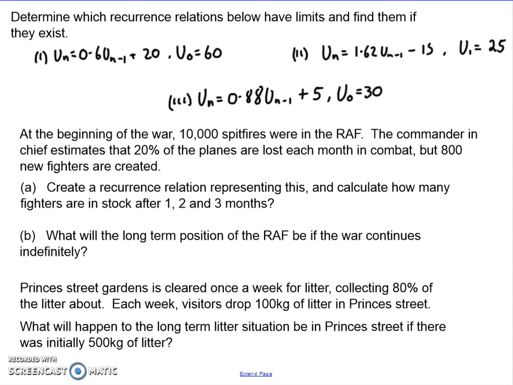Last one, Princes Street Gardens is cleared once a week for litter. 8% is collected. Each week visitors drop 100 kilos of litter. What will happen in the long-term situation if there was initially 500 kilos of litter? So, pause the video, have a go at these 3 questions, and then come back and check what you've done.